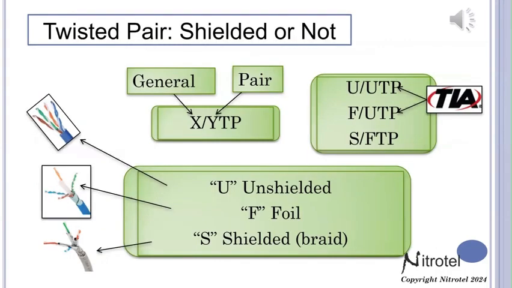Copper cable used in structured cabling is going to be a twisted pair cable but may be a shielded or unshielded cable depending upon the application. TIA identifies twisted pair cable as UTP, but also puts a prefix in front of it to identify whether the cable is shielded or not: U being unshielded, F being a foil shield, and S being a shielded or braid type shield.